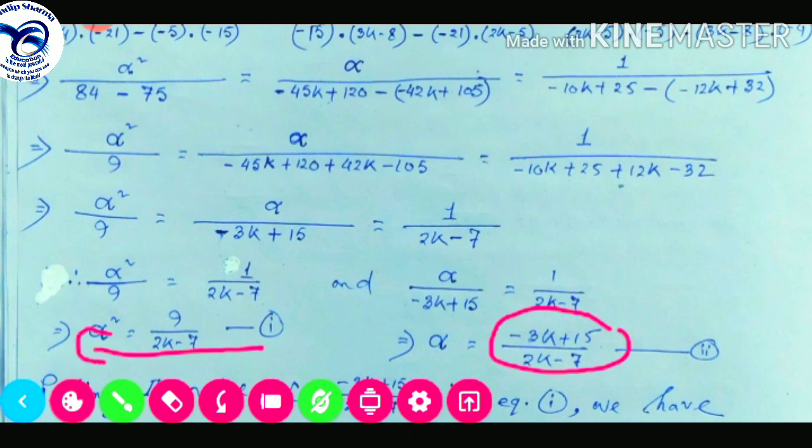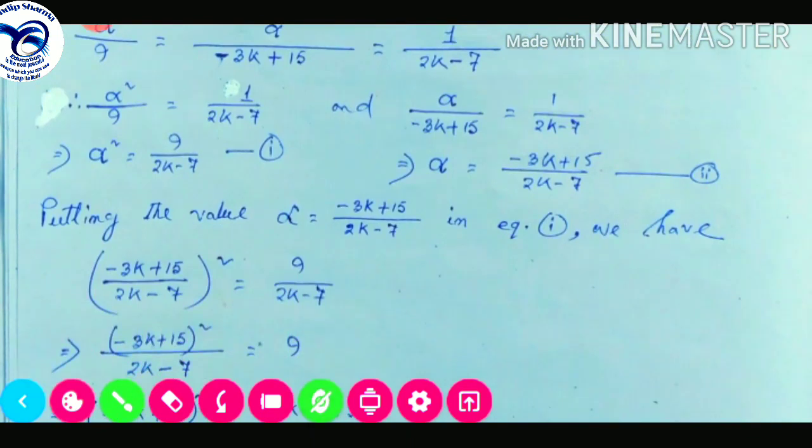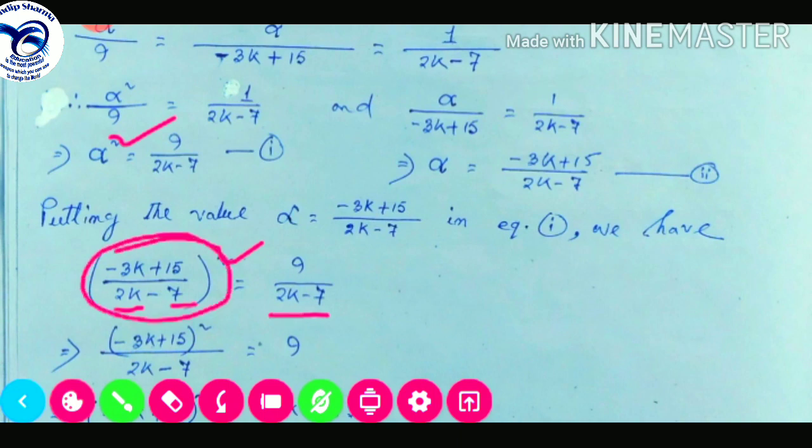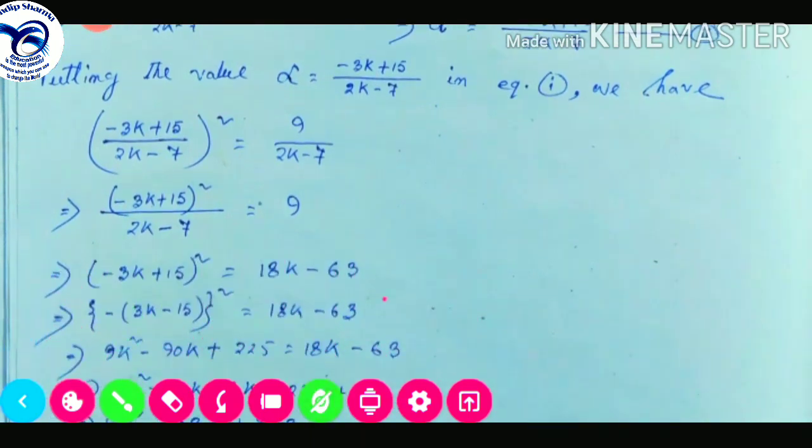here it is alpha; in this alpha value, we'll put this one, and it will be whole square. So putting the value of alpha in equation number 1, the whole thing will be squared, because it is a square there. Now see, 2k minus 7 here, and also 2k minus 7 on the left-hand side, but it is 2 times because of the square, so one will be cancelled, and only one time will remain. So it will be (-3k + 15) whole square, divided by (2k - 7), is equal to 9.